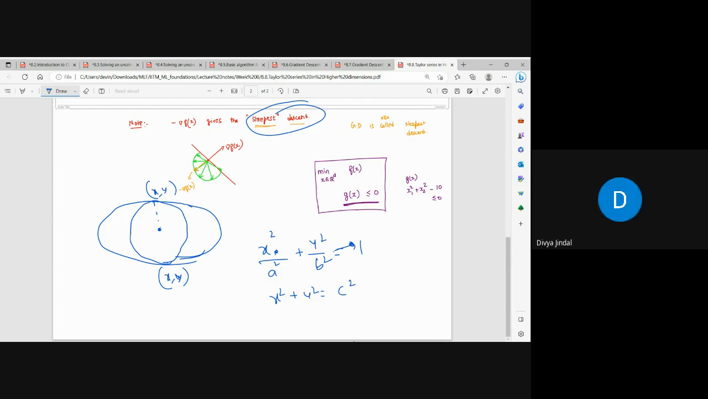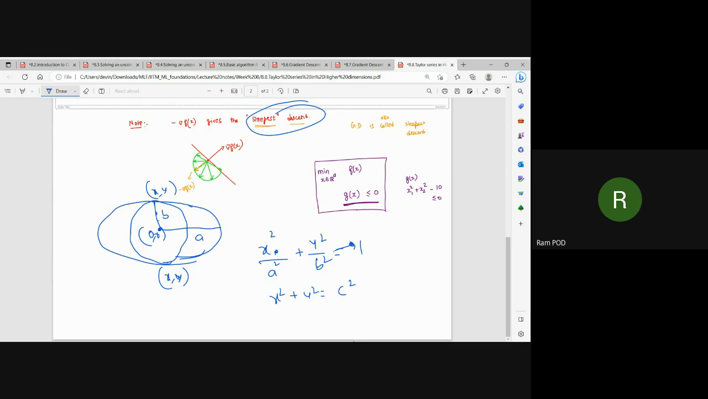Clear? How did we get A and B? What are A and B? This is going to be A, and then this is going to be B. If 0, 0 is the center of the ellipse, then A is going to be this major axis and B is going to be the length of the minor axis.